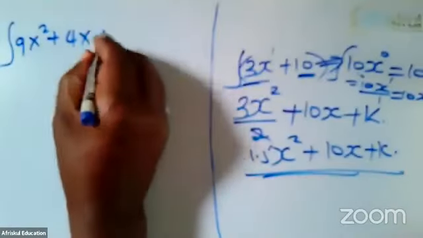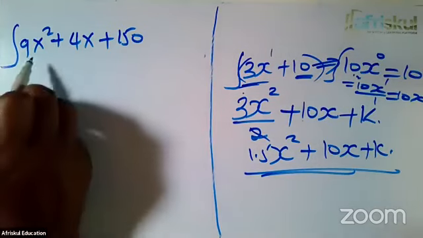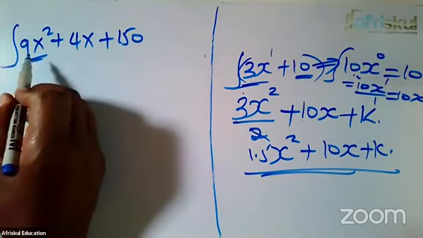Now, ladies and gentlemen, the last one before I look at a past paper question: what if you are told to integrate 9x squared plus 4x plus 150? This has got 3 terms, but we don't panic because of the number of terms, because the integration rule is very clear. We are supposed to integrate one term at a time. So how do we integrate these?